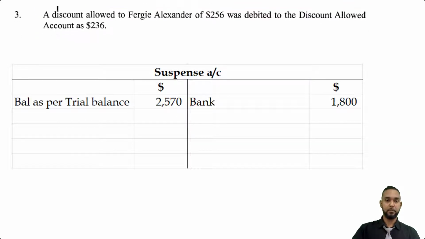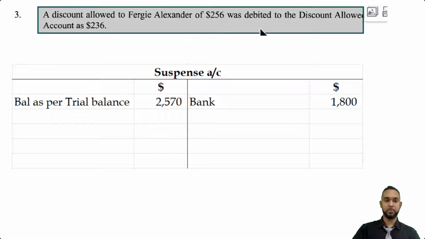Okay, the next error that affected the trial balance was this one here. A discount allowed to Fergie Alexander of 256 was debited to the discount allowed account as 236. Now, discount allowed is an expense. When we incur the expense, you debit the expense account. And it says it was debited for 236. But the correct amount should have been 256. So again, just like in the previous error where the debit entry was too low, that's what's happening here. So when we correct it, we have to debit that same account again. We have to debit discount allowed.